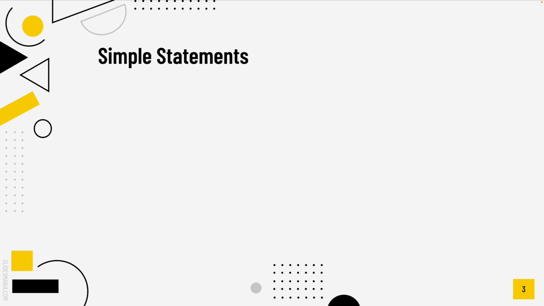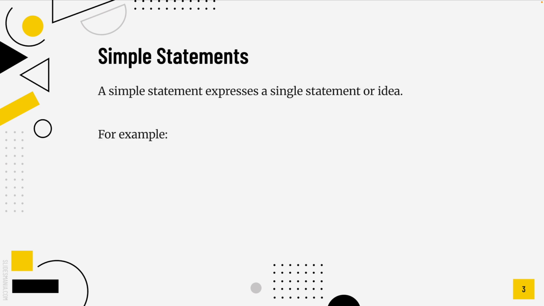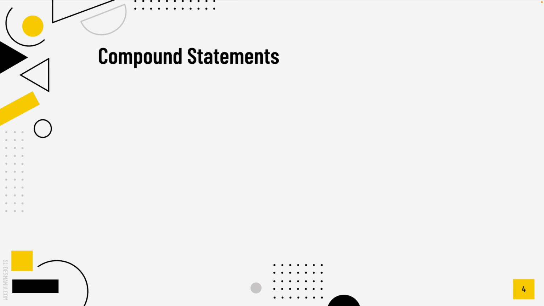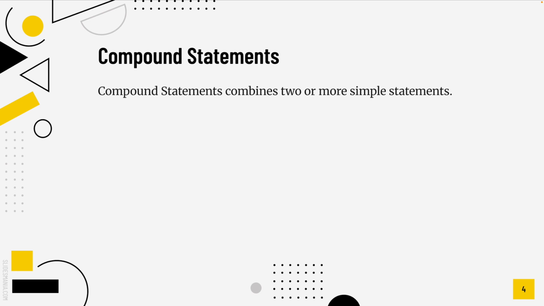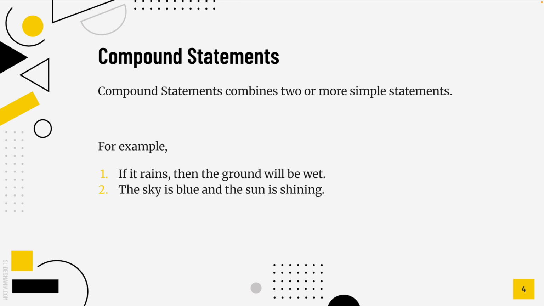Now, simple statements are statements that express a single idea. For example, today is Monday, I went to class, the sky is blue. Those are all one single idea. A compound statement combines two or more simple statements. For example, if it rains, then the ground will be wet, or the sky is blue and the sun is shining. Both of these have two or more ideas in them that are then connected by a connective.